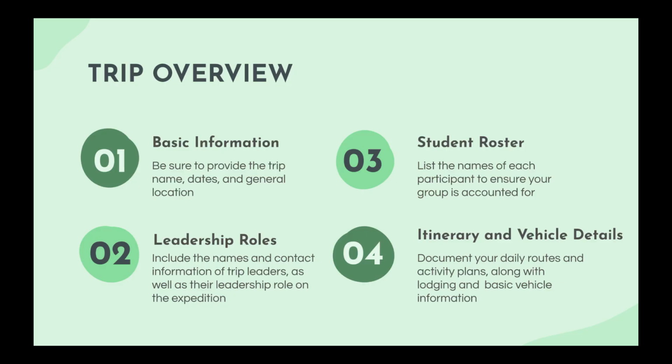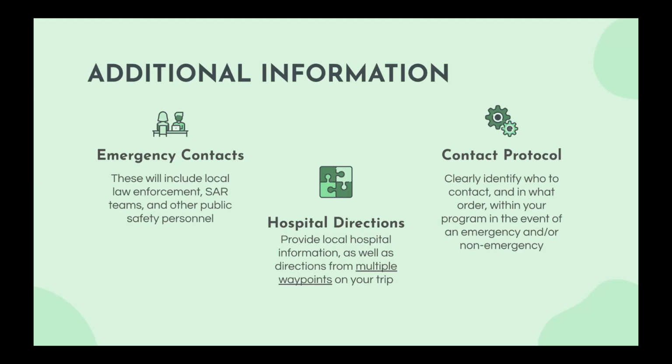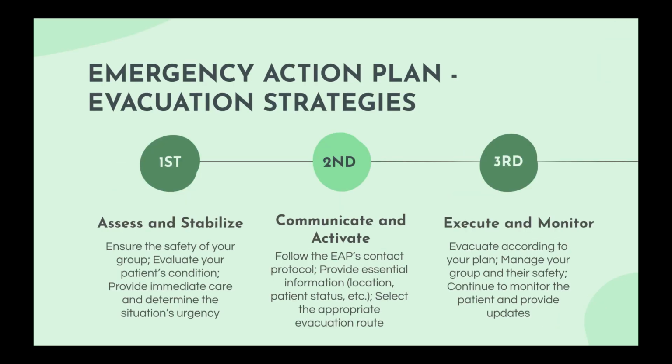Your EAP also includes critical additional information, local emergency contacts such as law enforcement, search and rescue, and other public safety personnel, as well as hospital addresses and directions to the hospital from multiple points along your route. You'll also want to highlight your contact protocol. This clearly identifies who to contact within your program and in what order, in the event of both an emergency and non-emergency. Most importantly, an effective EAP outlines your evacuation strategy.